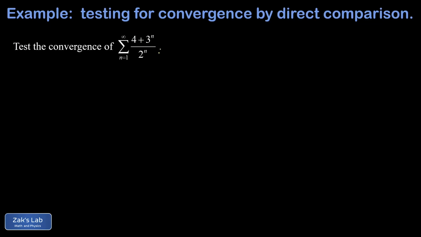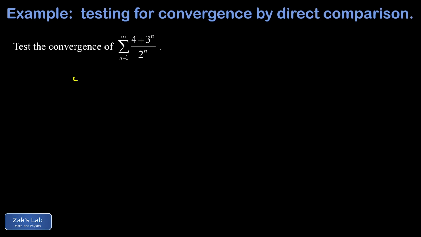In this video, we're testing the convergence of the series, the sum of (4 plus 3 to the n) over 2 to the n, as n goes from 1 to infinity. Now there are several ways to get this done, and maybe I'll pick 2 of them for this video. But the first thing I want to do is just do a direct comparison to a geometric series.